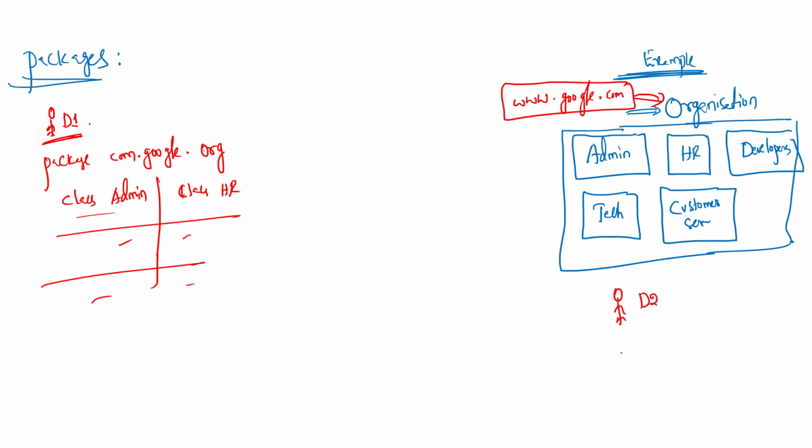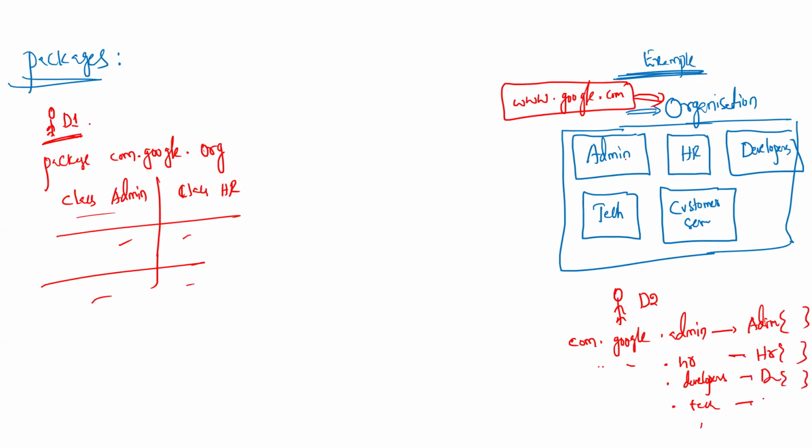Then there is developer two, who followed this approach of packages: com.google.admin is one package, com.google.hr is one more package, developers is one more package, and then tech support, something like this. So for each department, one separate package is created. Inside this, an admin class is there, inside this an HR class is there, and here a tech class with tech related variables and methods.